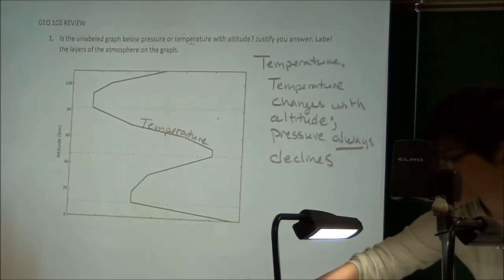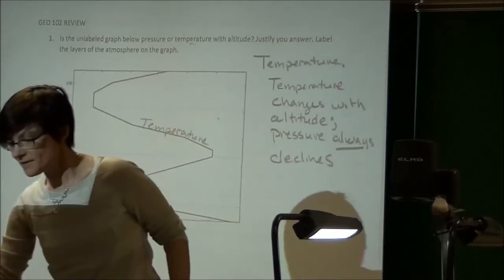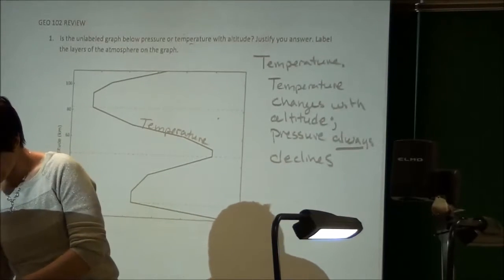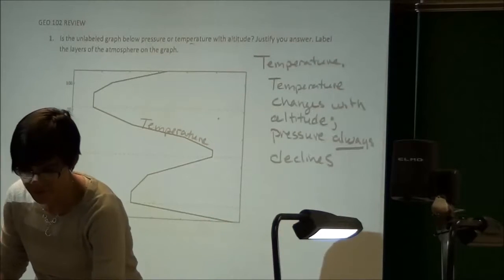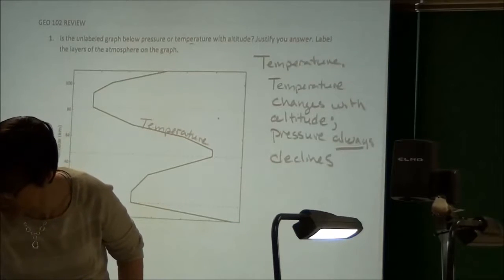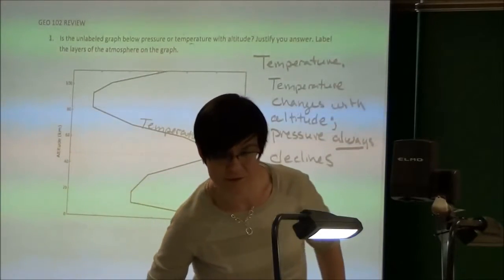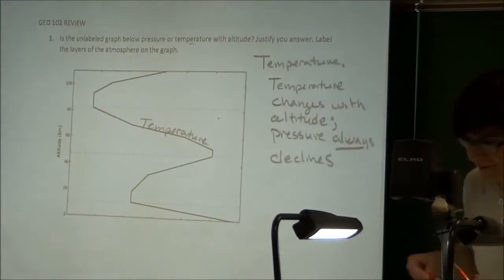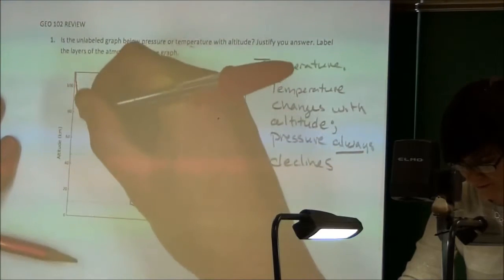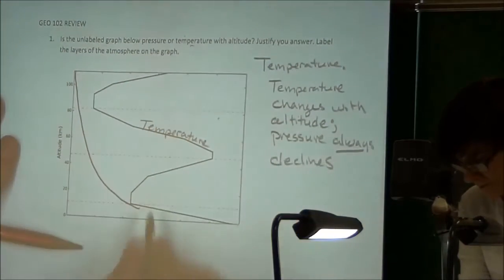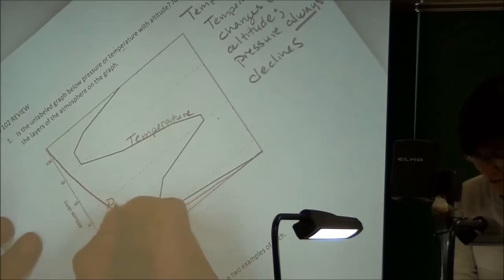And if I was going to add a line called pressure, let's see if I have a colored pencil in here. Nope. I'll just use the red pen. If I'm going to do pressure, this plot looks like this would be pressure.